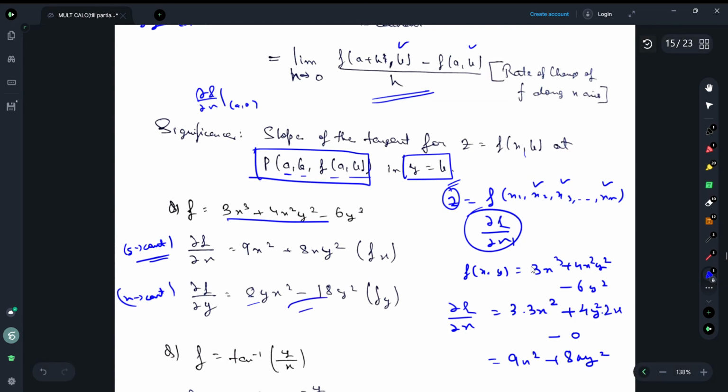Now one more notation, just know this, that del f over del x can be written as f subscript x, and del f over del y is written as f subscript y.